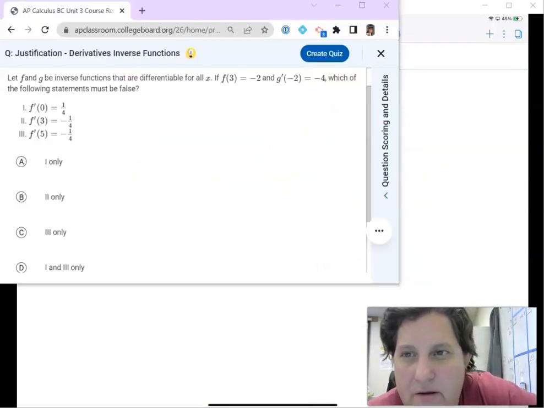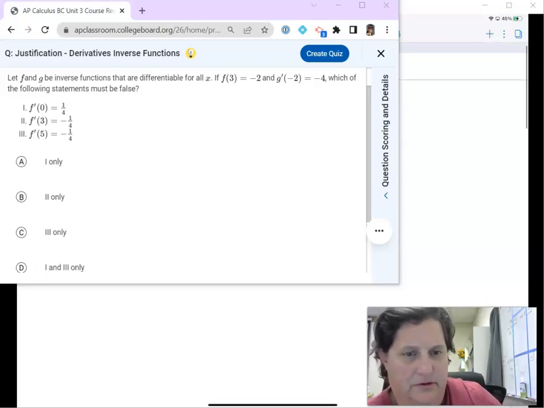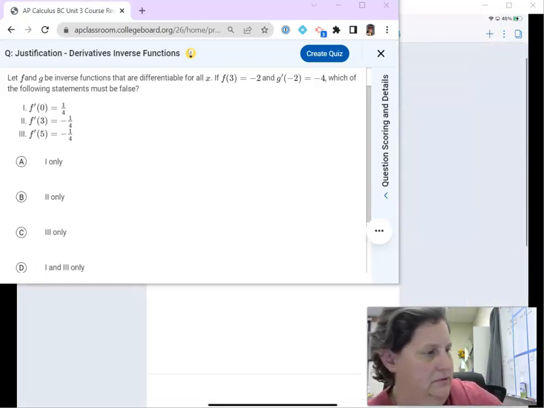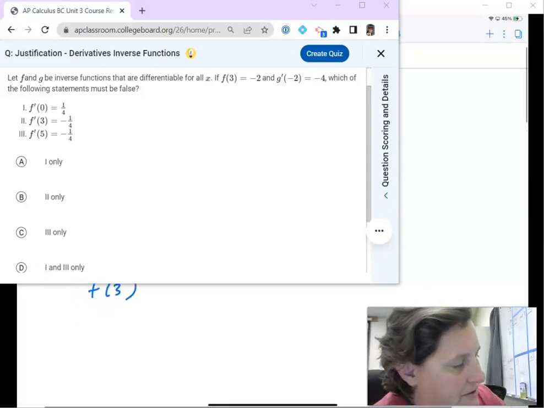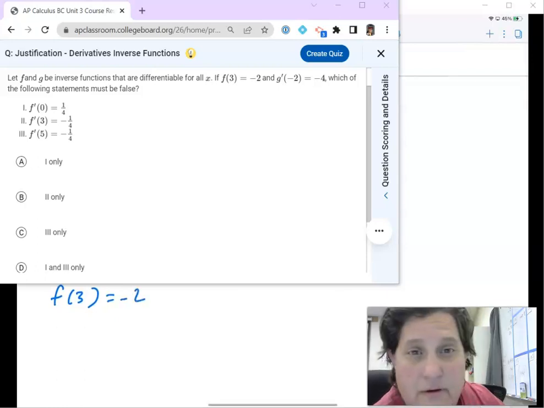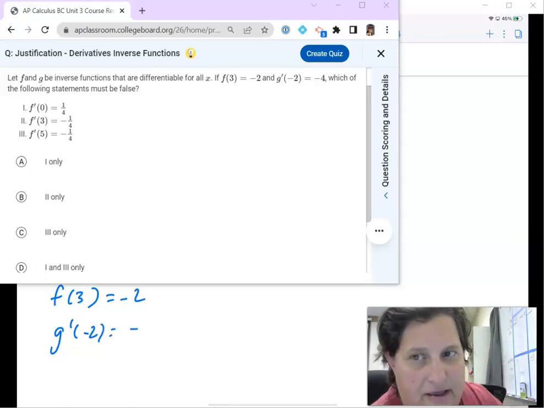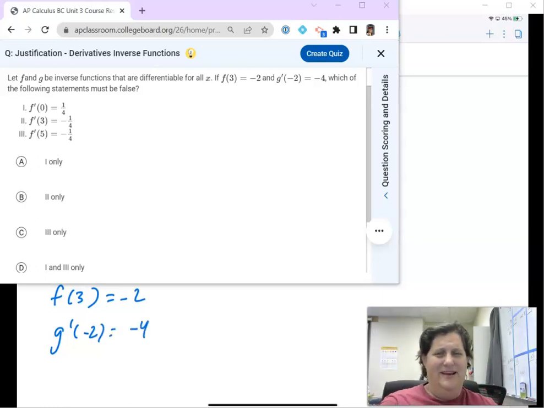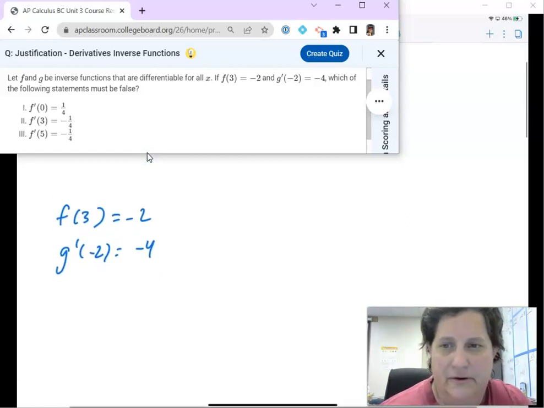All right, guys, check it out. f and G are inverse functions that are differentiable for all of x. If f of 3, oops, I'm trying to get this on here. Where is it? There we go. Okay, if f of 3 is negative 2, and G prime of negative 2 is negative 4, which of the following statements must be false? It looks like it gives me no information here, okay? Let me just look at this, and we'll just say true or false next to it.